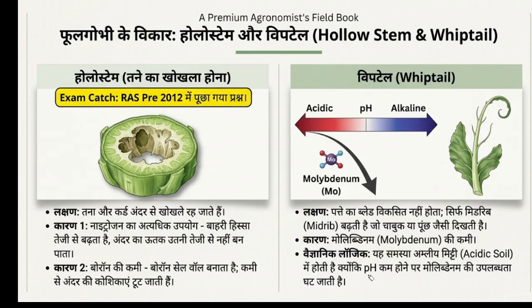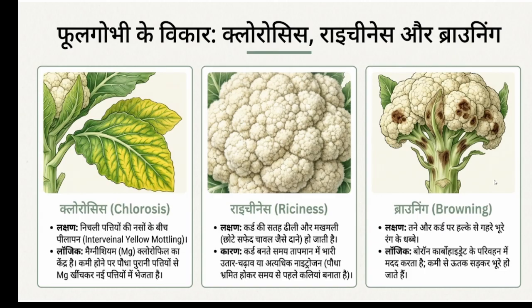What is the role of boron deficiency in this? Boron helps in building the cell wall. Its deficiency causes the inner cells to break down, and the stem becomes hollow. Excellent. The next disorder is whiptail. That is my favorite name. It feels like the plant has taken the form of a whip or a tail. And the interesting thing is that it actually looks like that.